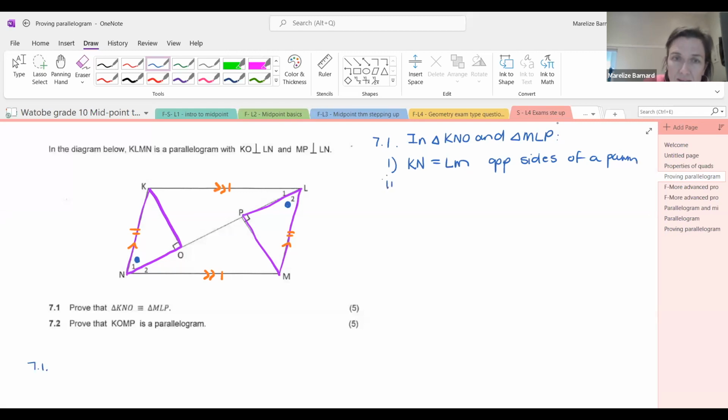And then we're going to say that angle KON is equal to LPM, and the reason for that is given. We are provided with that. And then the third statement we're going to make is N1 equal to L2, and that's because of alternate angles.